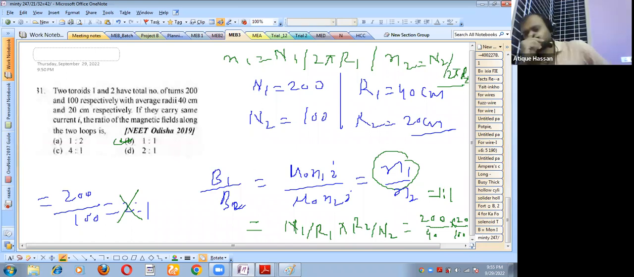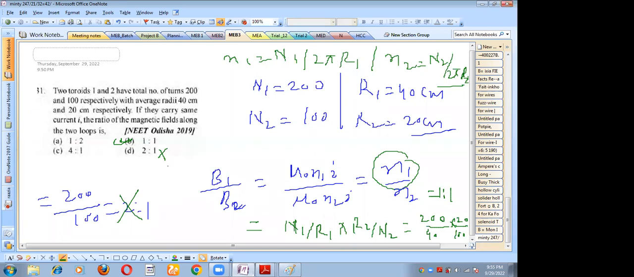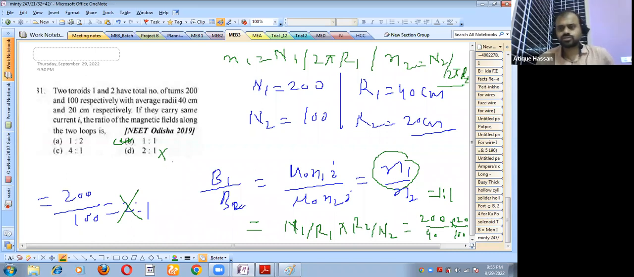Understood, both of you? This is a NEET 2019 question. It's generally given to confuse the student, and in a hurry they will write. Most of the students write N1 by N2, 200 by 100, and they will see option D and mark it as D, but it is not correct. Both of you understood where you have done the mistake? Yes. Okay. So this is how we should go for questions based on solenoid and toroid.